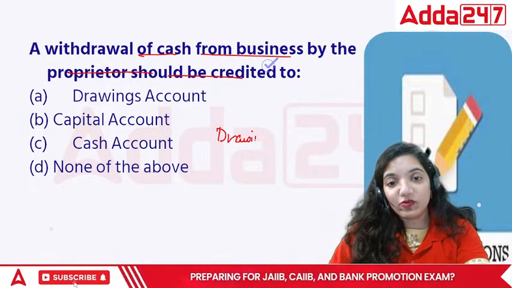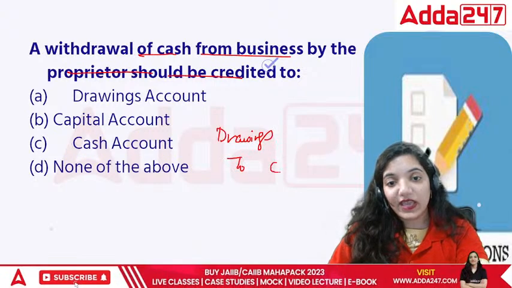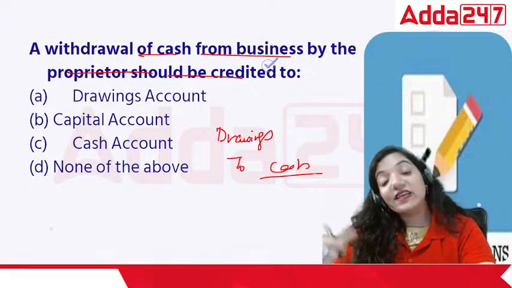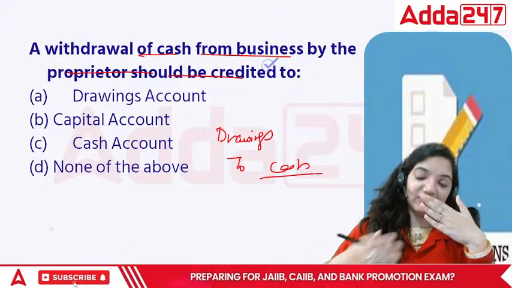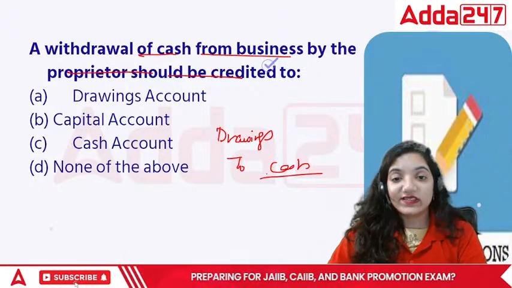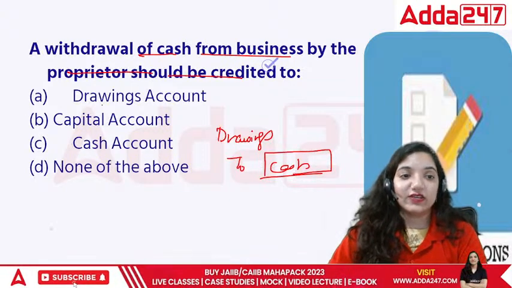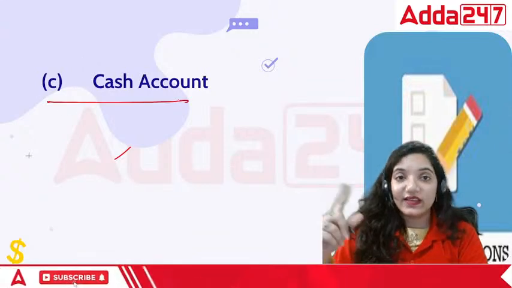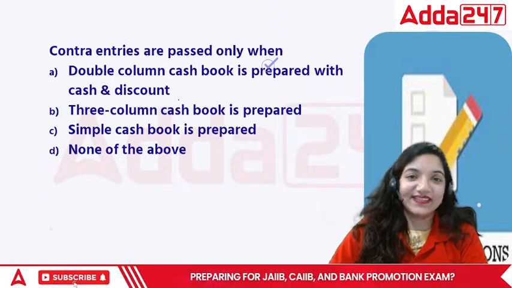It is basically drawings to cash. Because I have withdrew money from the business, I am losing cash. So debit what comes in, credit what goes out. So in this case, the answer would be cash there. So that is C. That cash comes on the credit side.